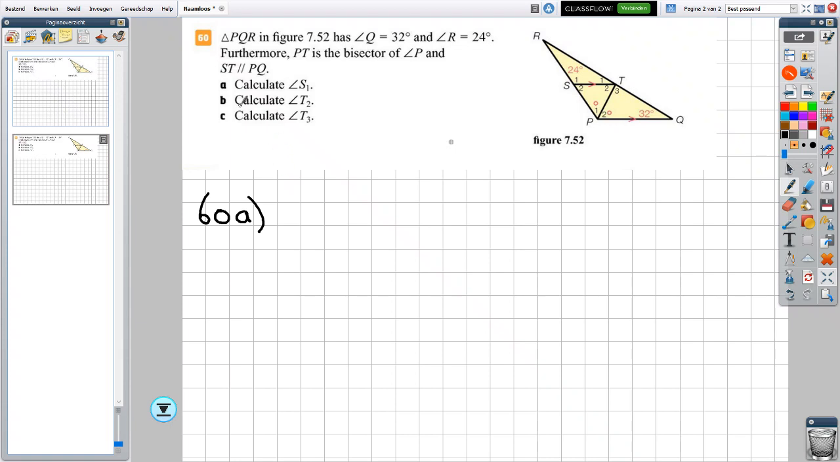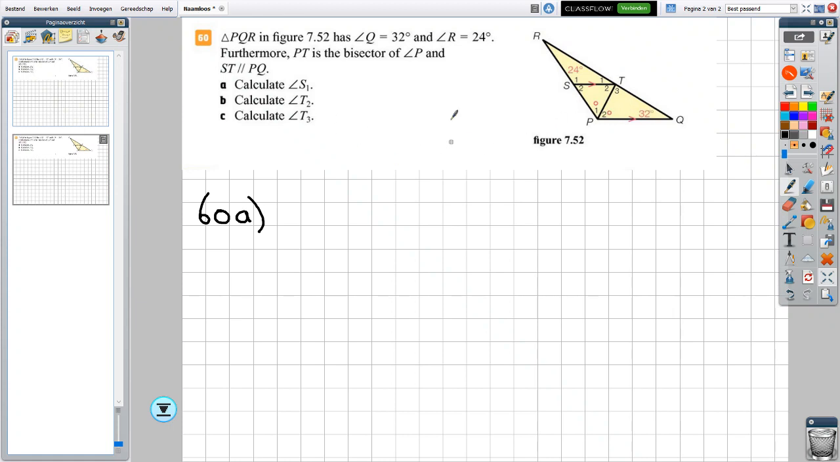Let's take a look at exercise 60. In exercise 60, they say triangle PQR has angle Q, this one is 32 degrees, and angle R is 24 degrees. Furthermore, PT, this one, is the bisector of angle P, and ST is parallel to PQ.